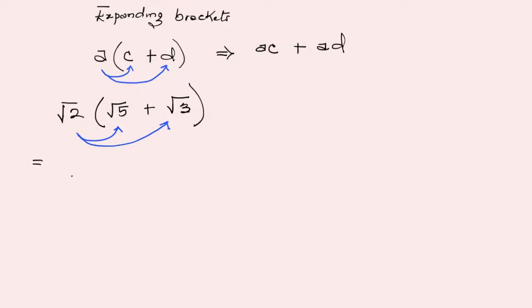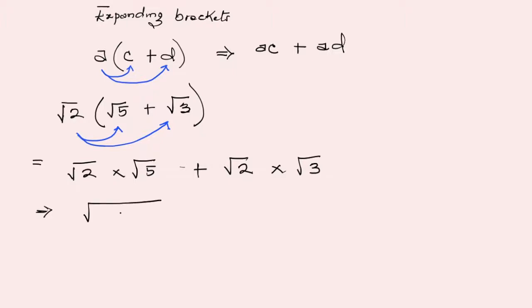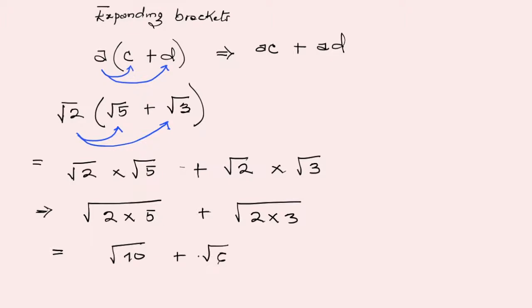So this is going to be equal to root 2 multiplied by root 5, which is the first part here, plus root 2 multiplied by root 3, which is the second part here. And so this is going to be equal to, we know we can combine these two into being root 2 multiplied by 5 plus root 2 multiplied by 3. And so ultimately this becomes root 10 plus root 6. And this is the final answer, as we can no longer go forward from here.